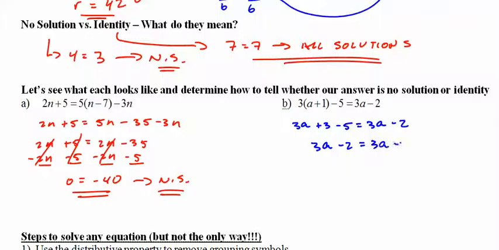Notice how good you have to be with your basic skills. If you do all this in a calculator, it's going to take forever. I just did 3 minus 5 is negative 2, and you've got to know that quick and handy. By the way, 3a minus 2 equals 3a minus 2. This is going to be an identity. I could literally put anything in for a, and it would work on either side. All solutions.